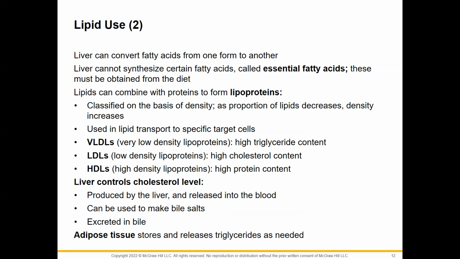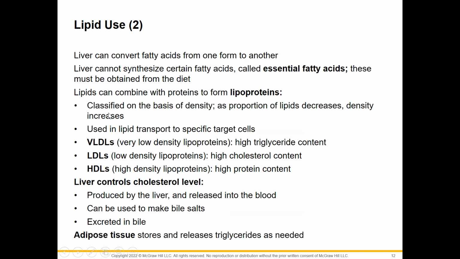Think about it this way. If you take a teaspoon of olive oil and pour it in a cup of water, that teaspoon of olive oil will float to the top. If you take a teaspoon of meat and pour it into a cup of water, that teaspoon of meat is going to sink. The meat is much more dense than the oil. The protein is much more dense than the lipid. So if you have more proteins in a molecule, then it is going to be heavier or more dense than if you have more lipid.